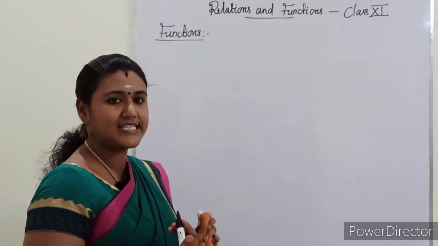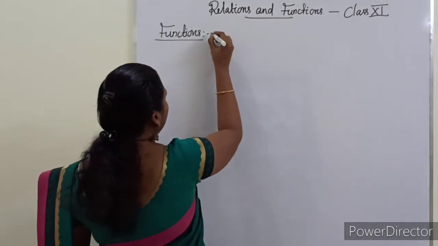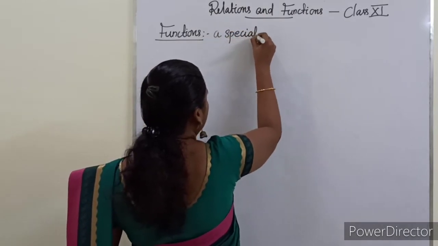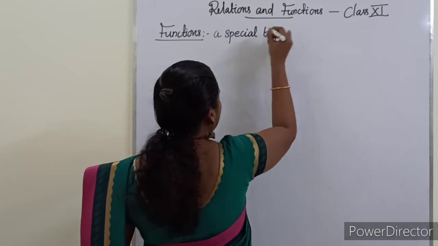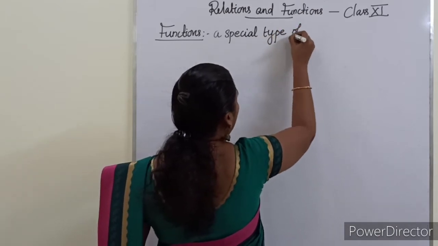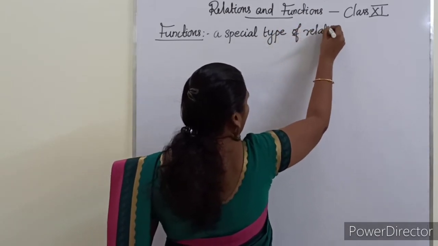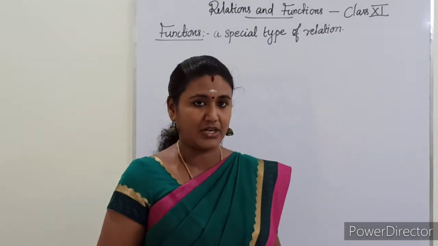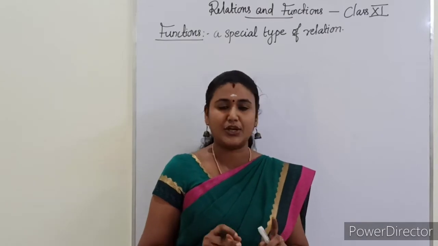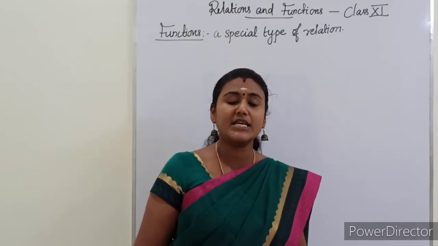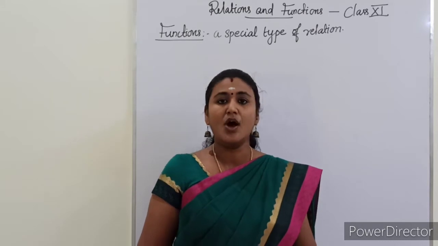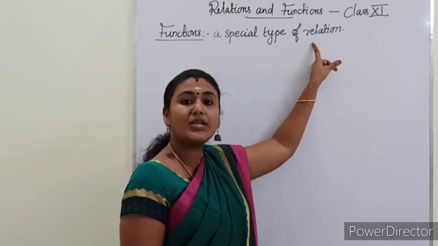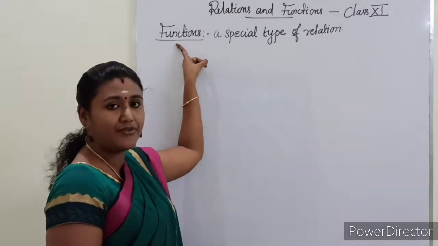So what is a function? Now we will see what is a function. A function is a special type of relation. So you will have a doubt, what type of relations can we call a function? You will have this question in your mind: what type of relations can we call a function, or what properties should a relation possess so that we can call that relation a function.